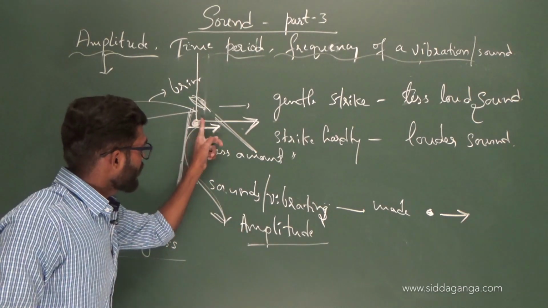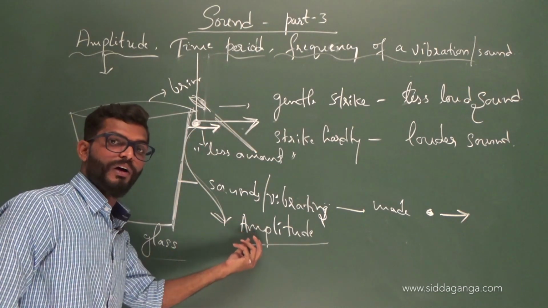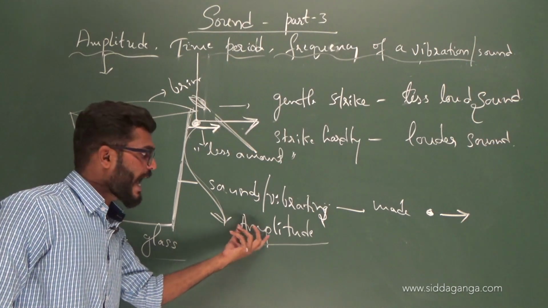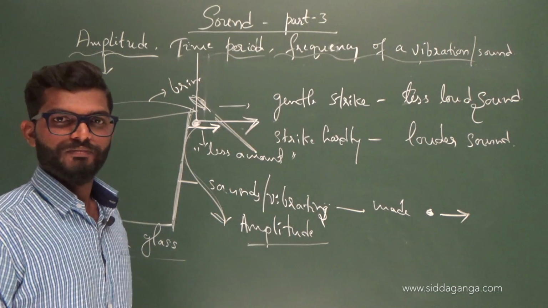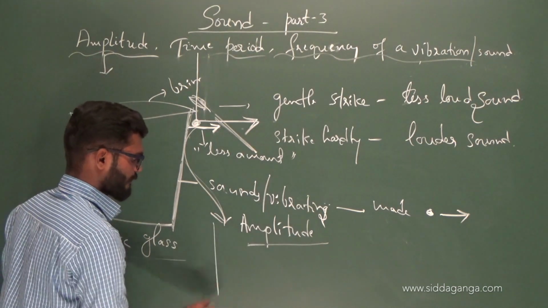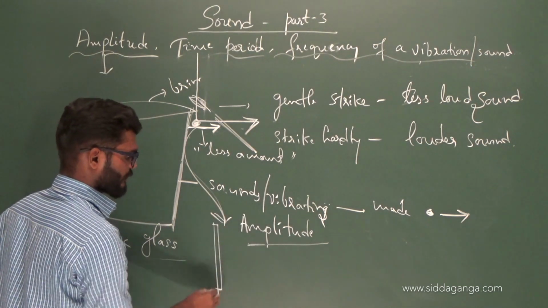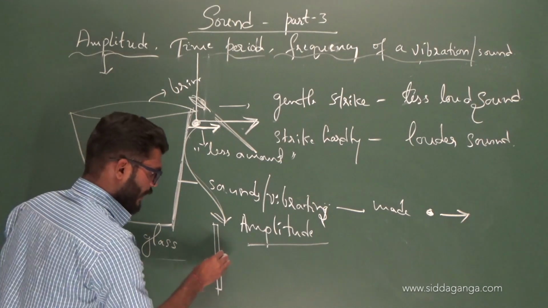Therefore this displacement of the ball gives you the measurement of the amplitude of that sound vibration. Then what is this amplitude? Say there is a vibration. Say this is the body. It vibrates like this.